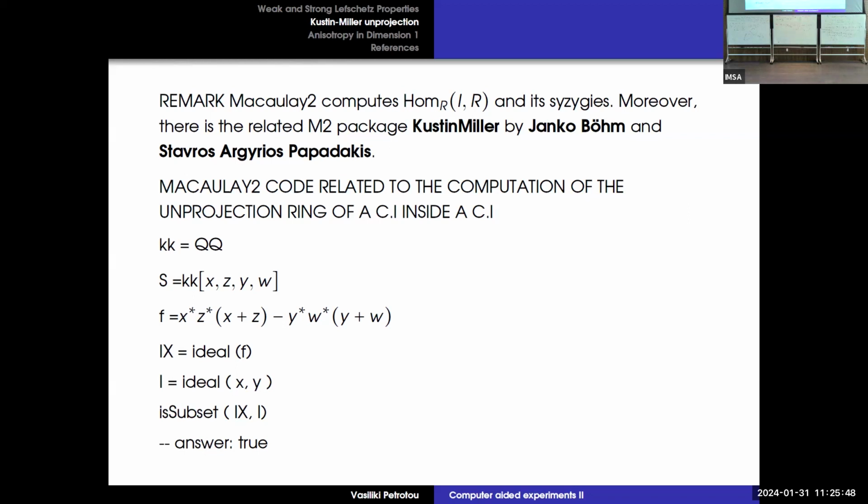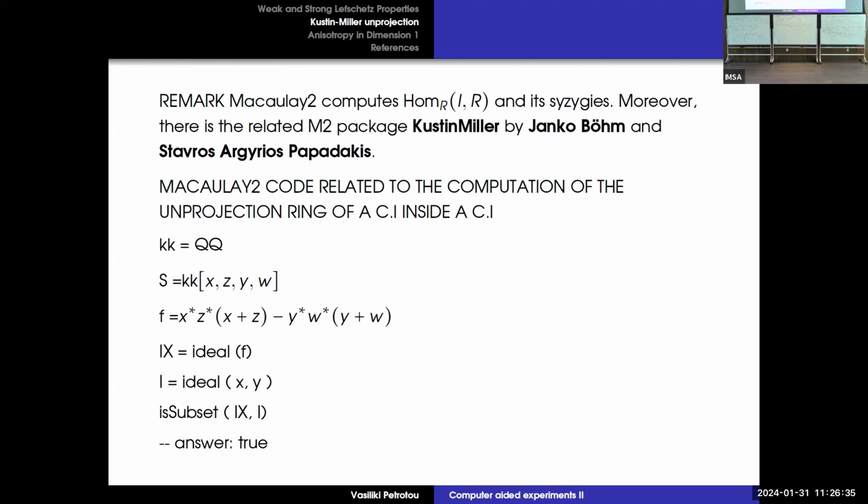We will use Macaulay2 to compute the projection for the example that we discussed yesterday, the example of the probability intersection. So again, we are working over Q. We denote by S the polynomial ring in variables X, Z, Y, W. We denote by F this polynomial, by IX the ideal generated by this polynomial, and by I the ideal (X, Y).